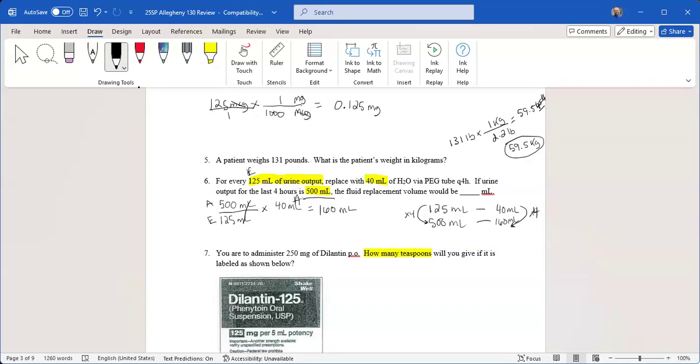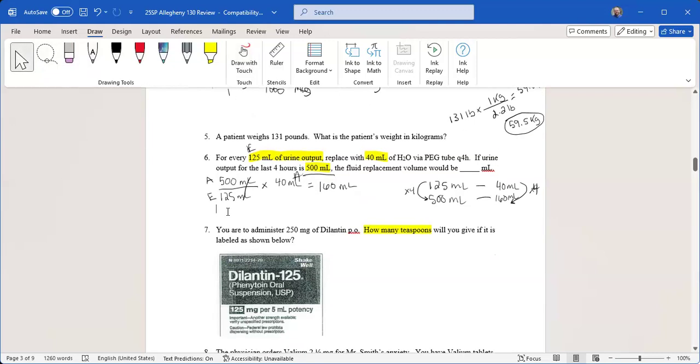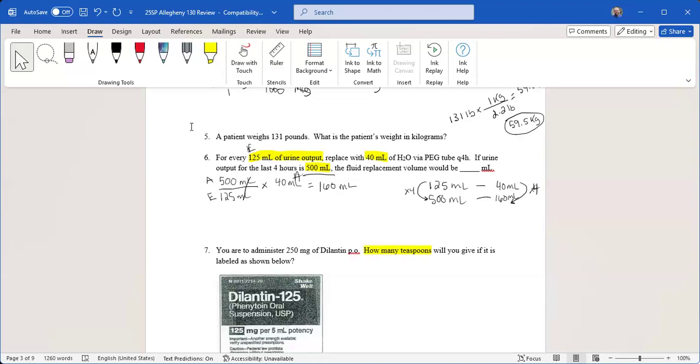But let's say this number was 250 for the replacement volume. Actually, let me do this real quick. I just want to give you another scenario. Let's say this was actually 250 ml for every, oh, that is not what I wanted to use. Sorry about that. Give me one second.